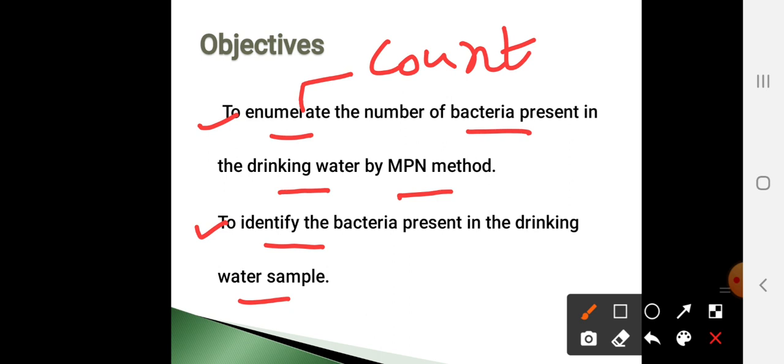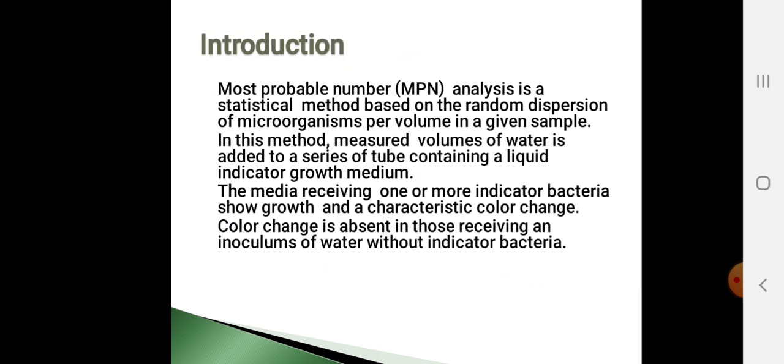This is the objective of the MPN method. We can say the principle or objective of the MPN method is to enumerate the number of bacteria present in the drinking water or to identify the bacteria present in the drinking water sample.